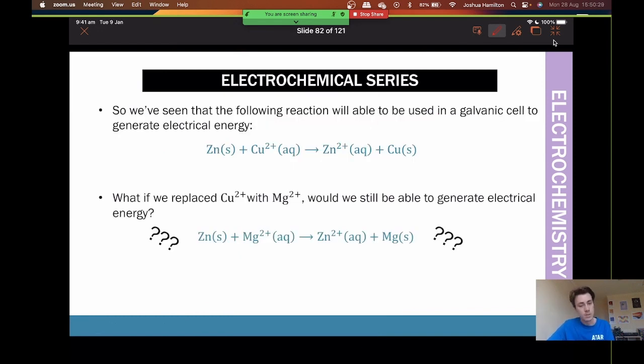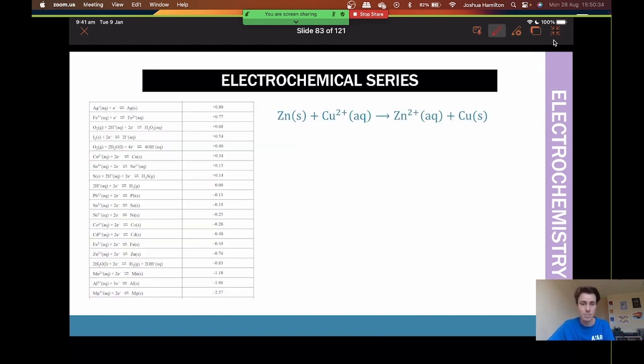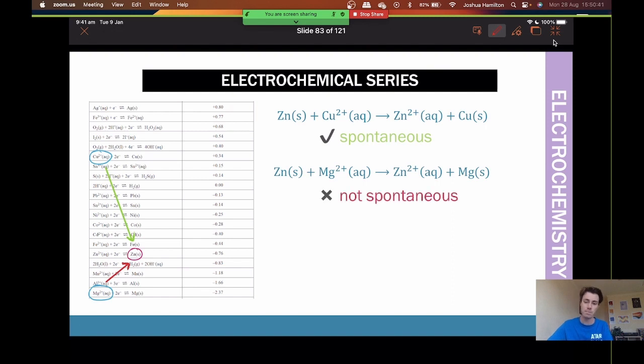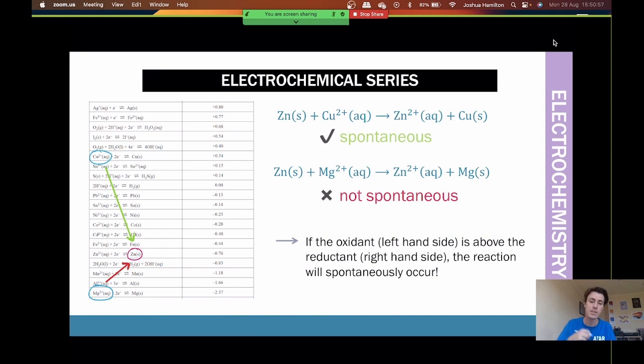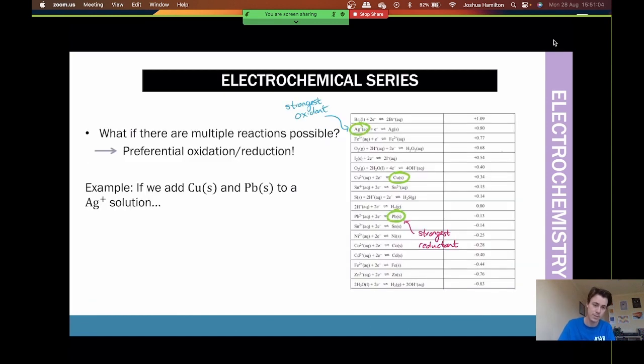As you've seen here, this was the galvanic cell before, but what if we did it like this? Well, you're not going to get a reaction. Why is that? Because in the electrochemical series, this is spontaneous. We're happy with that. That's what we did before. However, this one here is not spontaneous. It's bottom left to top right. Therefore, we're not going to get that nice reaction, and it's not going to work like we wanted it to. As you can see here, this is our non-spontaneous reaction. So if the oxidant on the left side is above the reductant, the reaction will spontaneously occur, as you can see there.